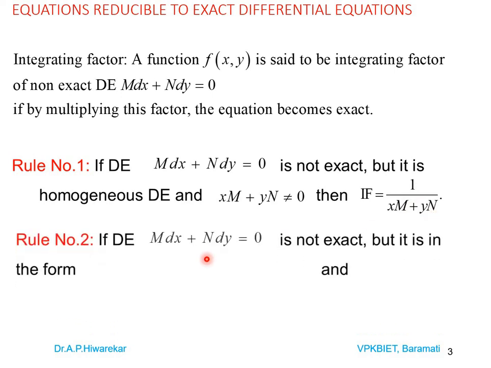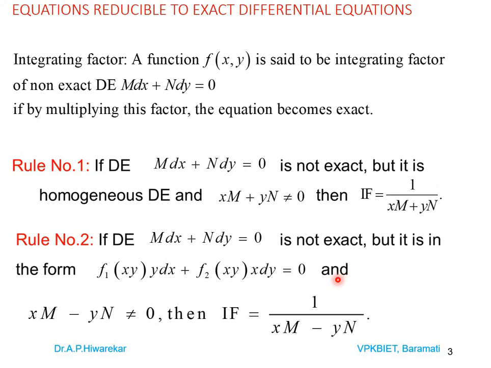Rule number 2. Given differential equation Mdx plus Ndy is equal to 0 is not exact, but it is in the form f1 of xy into y dx plus f2 of xy into x dy is equal to 0. And xM minus yN is not 0. Then integrating factor is 1 by xM minus yN.